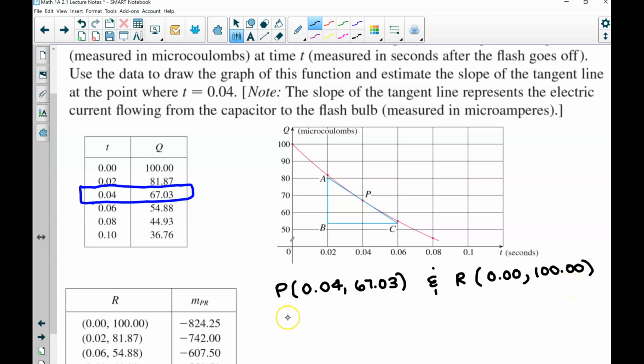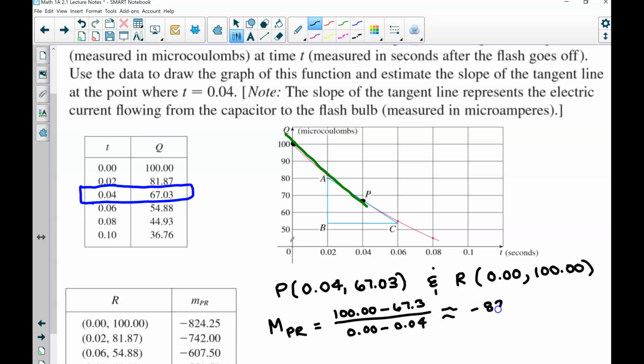Okay, so now we want to be able to find the slope of PR. So again, let's take a look at this. We have 0.04 with an output of 67.03, and then at 0 we have 100. And so we're trying to find the slope of this line right now. So let's find the slope. We take 100 subtract 67.03, and then take 0.00 subtract 0.04, and that will give us approximately negative 824.25.